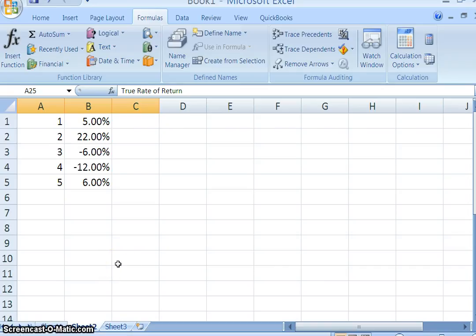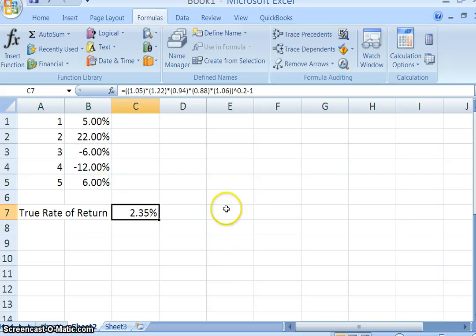For problem 3 of chapter 10, you're going to have a number of returns. Here's a sample using different numbers. Let's say I have an investment that returns 5% in year 1, 22% in year 2, a negative return of 6% in year 3, and a negative return of 12% in year 4, and then in year 5 I have a 6% positive rate of return.